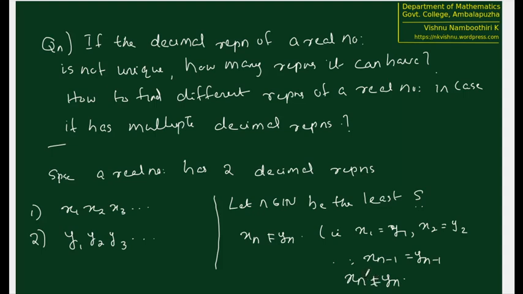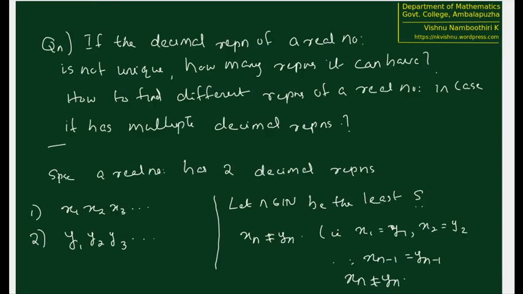And until that xn and yn, just before up to that xn and yn, all the digits in both these representations are exactly the same. So we have x1 equal to y1, x2 equal to y2, etc. All these things are equal.